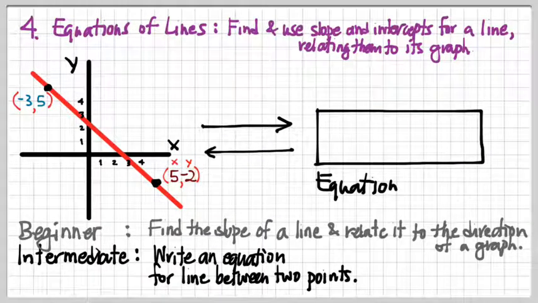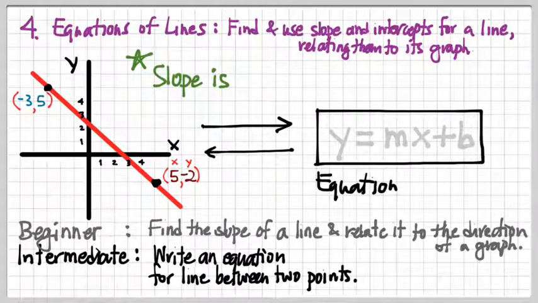So we have the coordinates of our 2 points, -3, 5, the point on the left, 5, -2, the point on the right. And at the beginner level, the question is, how do I find the slope of this line which goes through these 2 points? It has these 2 coordinates. If I know what the points are, how do I find the slope?